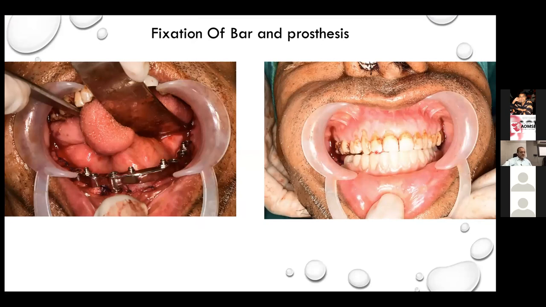In this case, actually, we did not take an upper impression. So there was an initial discrepancy in the occlusion, which was actually rectified later on the chair side.